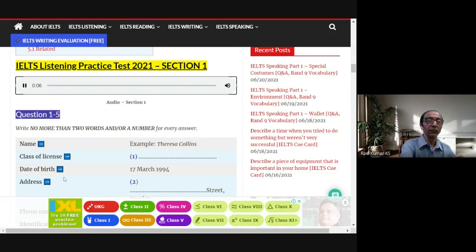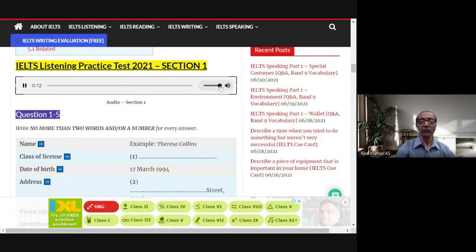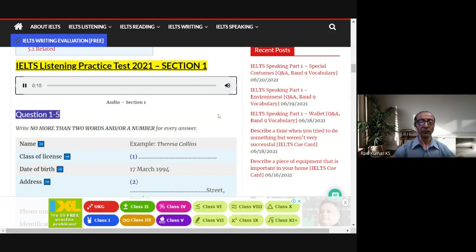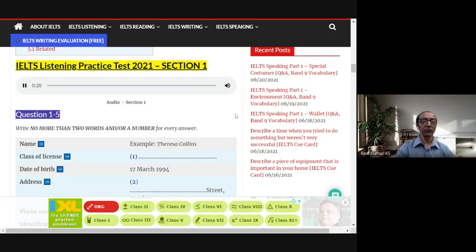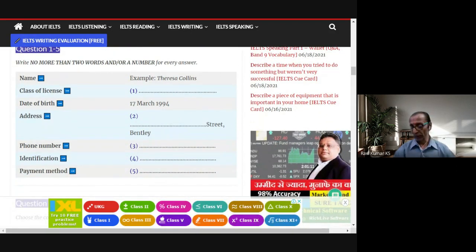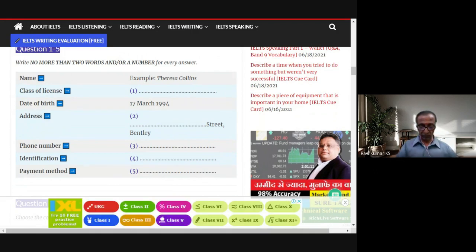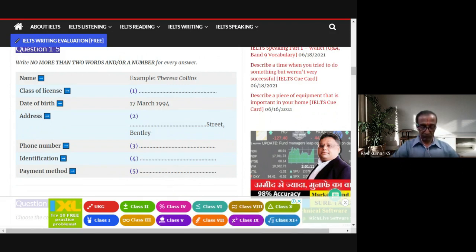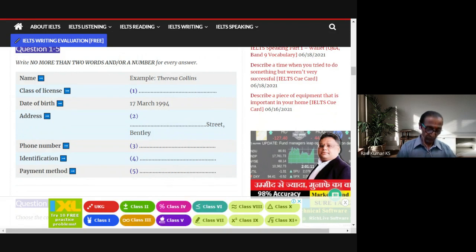Section 1. You will hear a woman who is applying for a driving license. First, you have some time to look at questions 1 to 5. Now listen and answer questions 1 to 5.